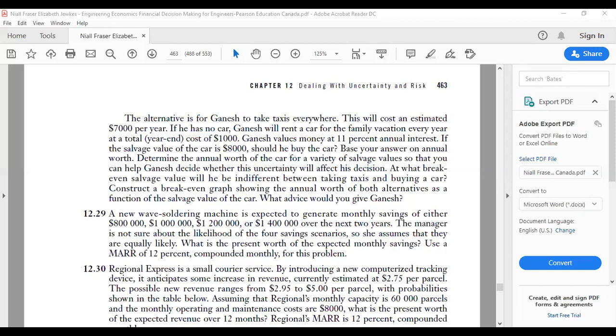I did it the way you suggested. I did it by taking the average of those four values and finding the present worth for 24 periods using 12%. Oh, I did it at 12%. So I shouldn't have done it that way. I should have done it differently.